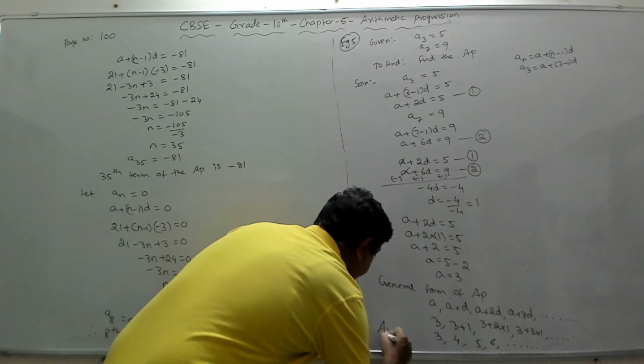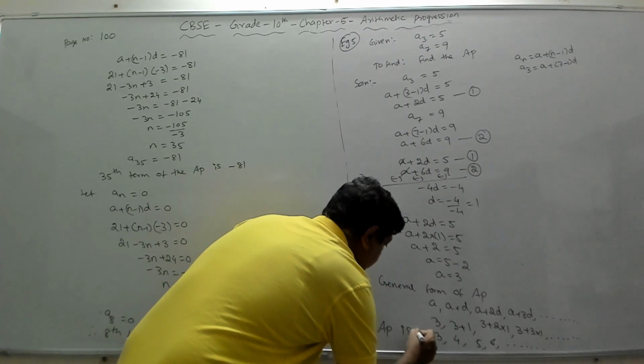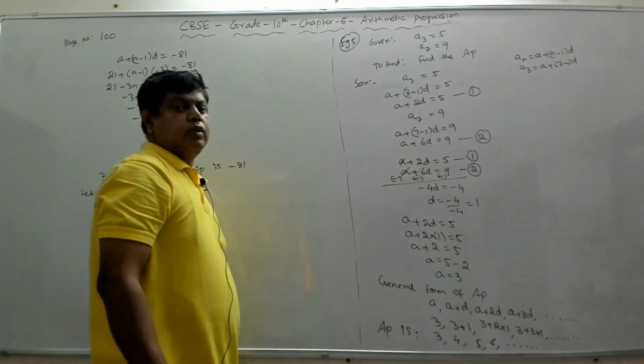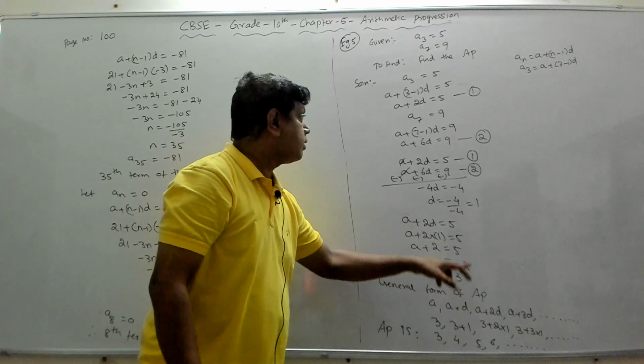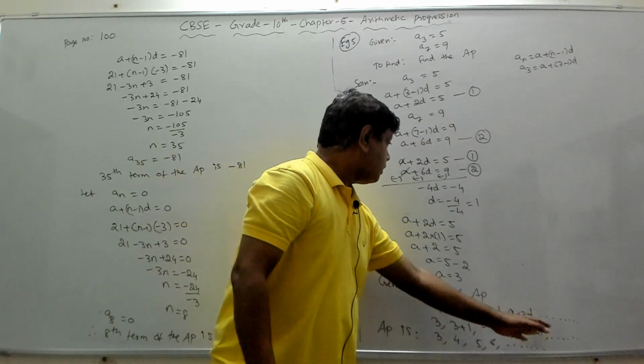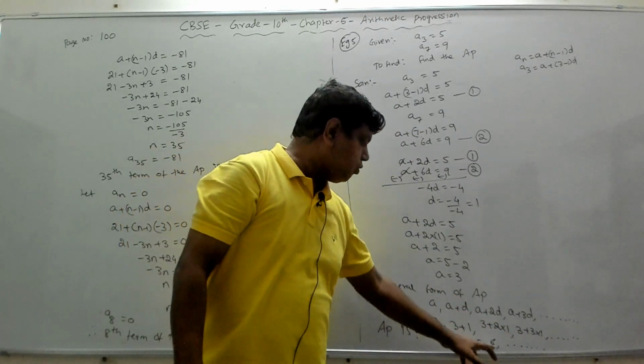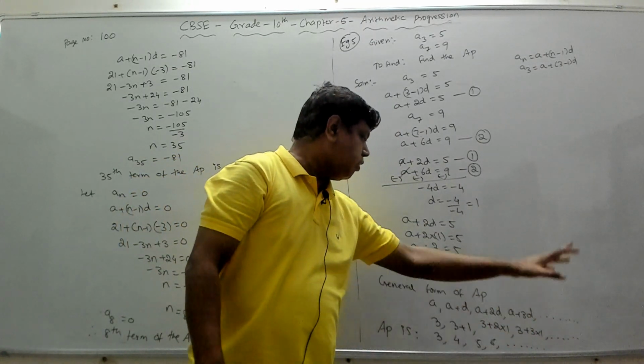AP is, hold on, if you put 3, 4, 5, dot, dot, dot. So if you observe, the third term is 5. And if you write till the seventh term, you will get the seventh term as 9. So you can write the first 4 terms, you can put 3, 4, 5, dot, dot, dot.